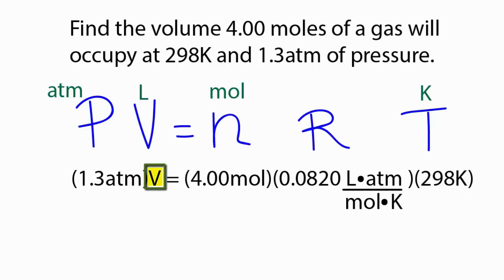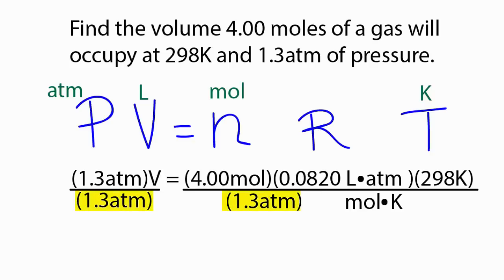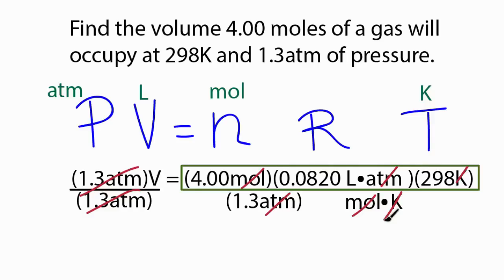What we can do is divide each side of the equation by 1.3 atm, and that'll give us volume by itself. So I've put 1.3 atm underneath each side of the equation, and now I can cancel some things out. So this is gone. And now if I look at my units, I have moles here and moles here. They cancel out. I've got liters. I've got atm here, and Kelvin here, and Kelvin here. That's going to leave us with liters. So if we multiply the top of the equation, 4 times 0.0820 liters times 298, and divide that by 1.3, we'll end up with our volume.